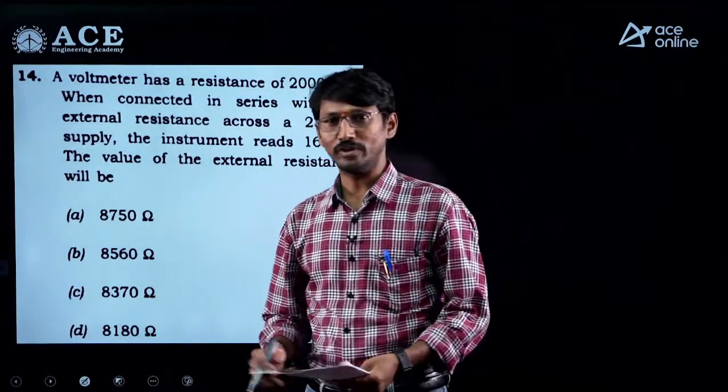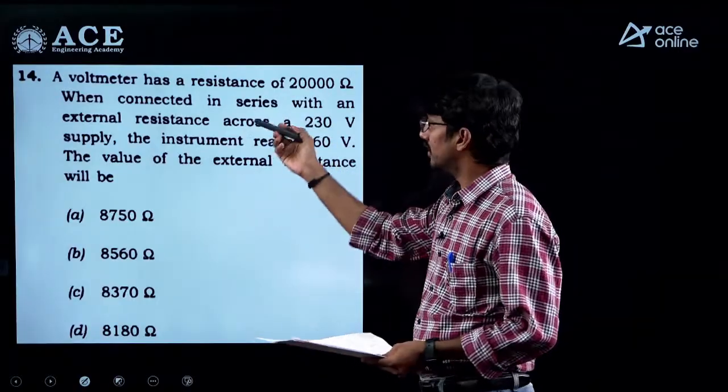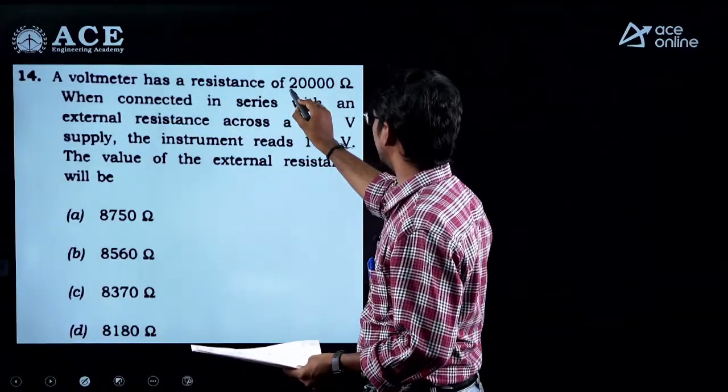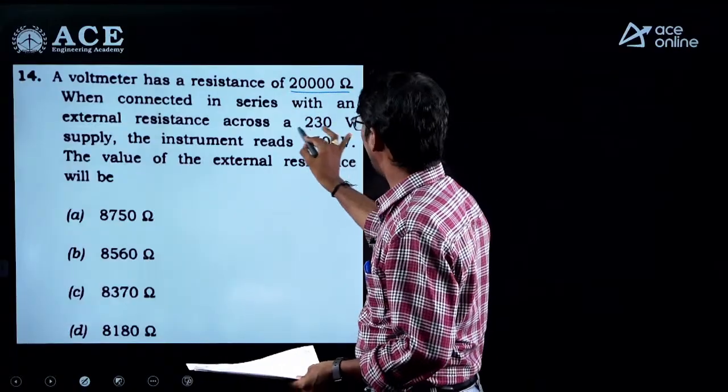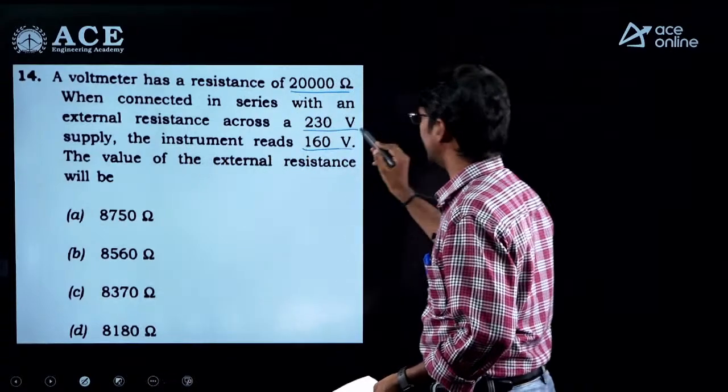Hello everyone, I am going to discuss the solutions from measurements as well as basic electrical engineering. The question here is, a voltmeter has a resistance of 20,000 ohm and it is connected across 230 volt in series with the instrument, and reads 160 volt.